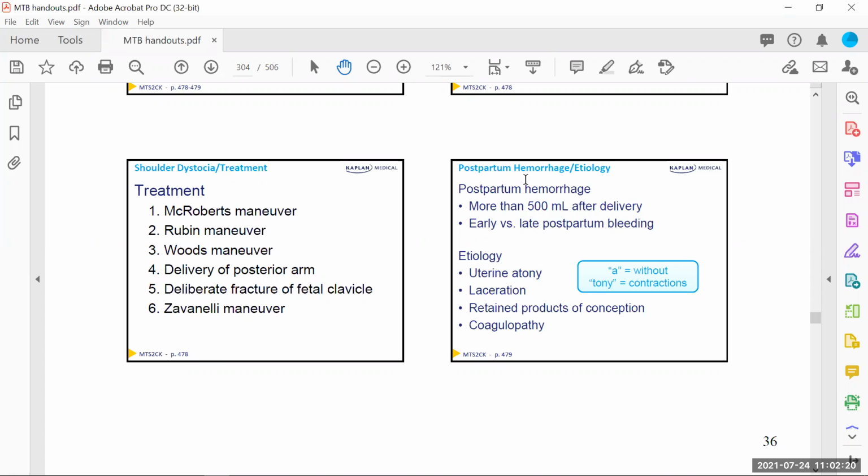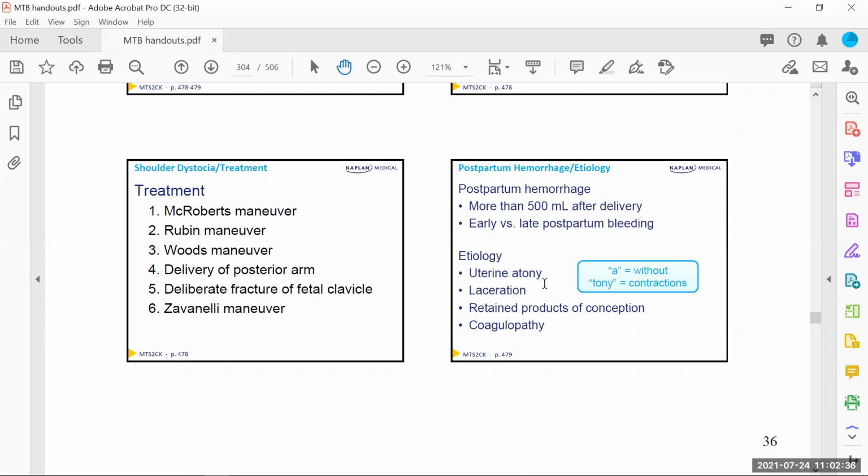So primary PPH is soon occurring after the delivery of the baby, and there is secondary PPH, when after a time of 24 hours or maybe after 48 hours, the patient has undergone so much bleeding, we can say it's a postpartum hemorrhage. So early and late postpartum bleeding, we will say this one.